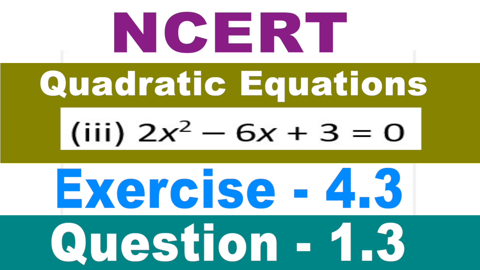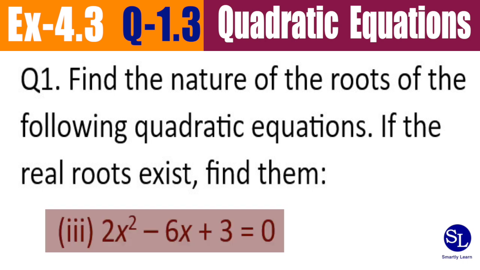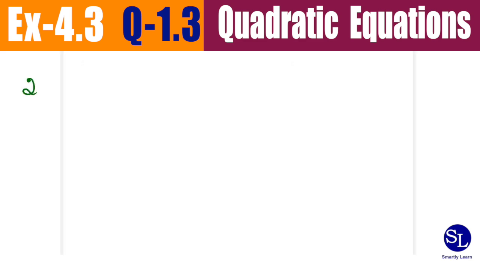In this video, we are going to see how to solve the third subdivision in the first question in exercise 4.3. Now, let us look at the question first. Find the nature of the roots of the following quadratic equation and find if the real root exists. The quadratic equation they have given is 2x squared minus 6x plus 3 is equal to 0. So let's note the equation 2x squared minus 6x plus 3 is equal to 0.